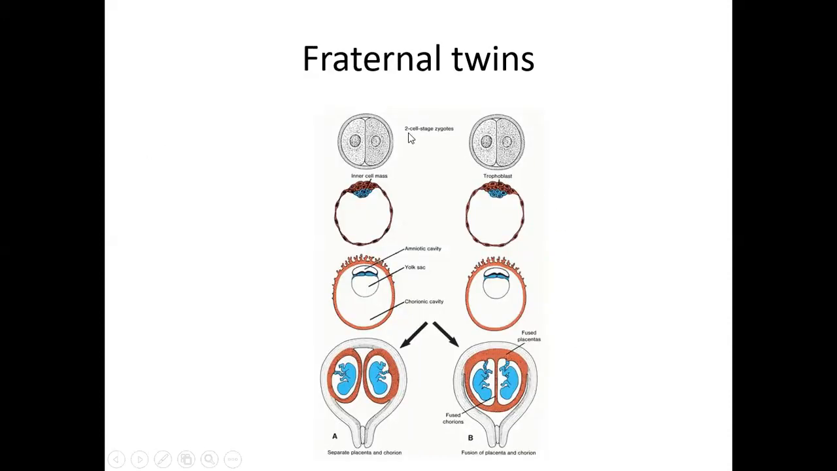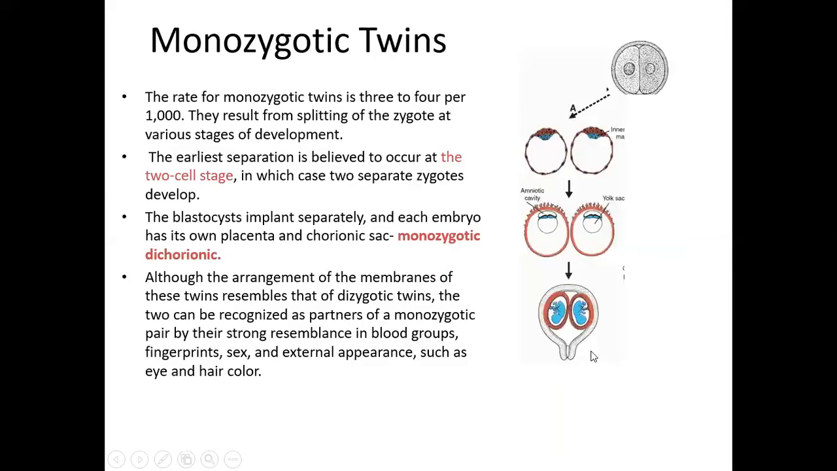So this is a fraternal, two different zygotes are being formed, and so they have their own embryoblast, two different embryoblasts with the two different trophoblasts. So two different placenta with the two chorionic cavities. So they will be dichorionic, and since there will be two embryonic discs, there will be two amniotic cavities forming. So it will be diamniotic, dichorionic twins, dizygotic twins.